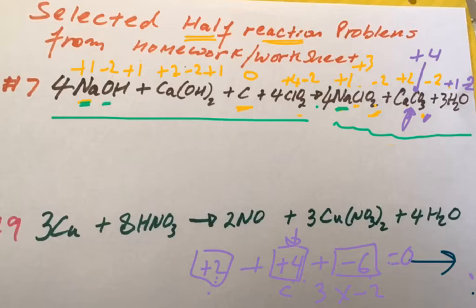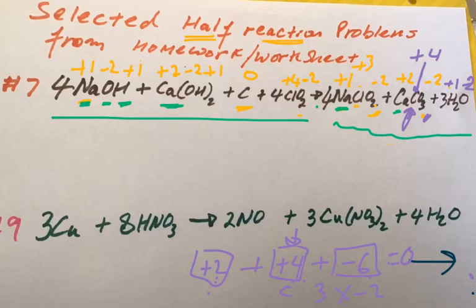We know O didn't change. They're all -2s for the O's, they're all +1 for the Na's. We notice H did not change. H is always +1 everywhere you look. Okay, we notice Ca from left to right did not change. Ca is +2 on both sides.